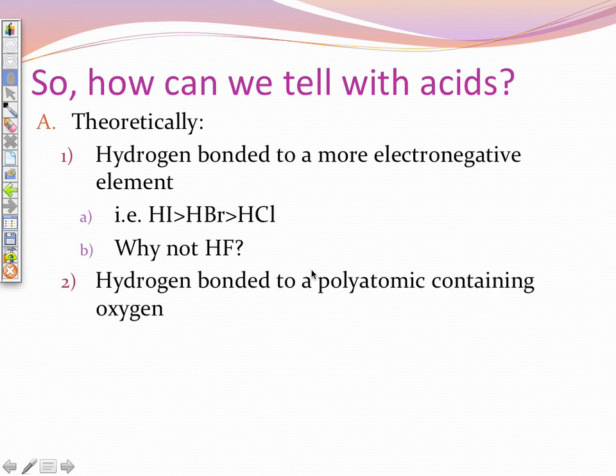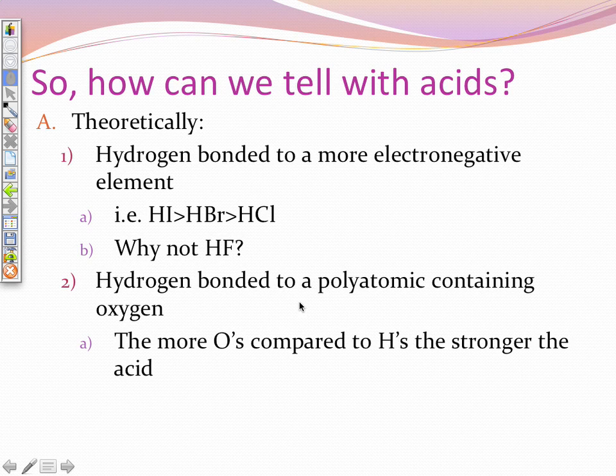If hydrogen is not bonded to an element but it's bonded to a polyatomic ion that contains oxygen, I can use a similar way of looking at it. So the more oxygens that there are compared to the hydrogen, so we're dealing with ratios here, the bigger the difference in the ratio, the stronger the acid we have. And again, that's going to deal with electronegativity values in the long run. So HNO3 is a stronger acid than HNO2 because it's a 3-to-1 ratio as opposed to a 2-to-1 ratio. The bigger the difference in the numbers, the more acidic it is.